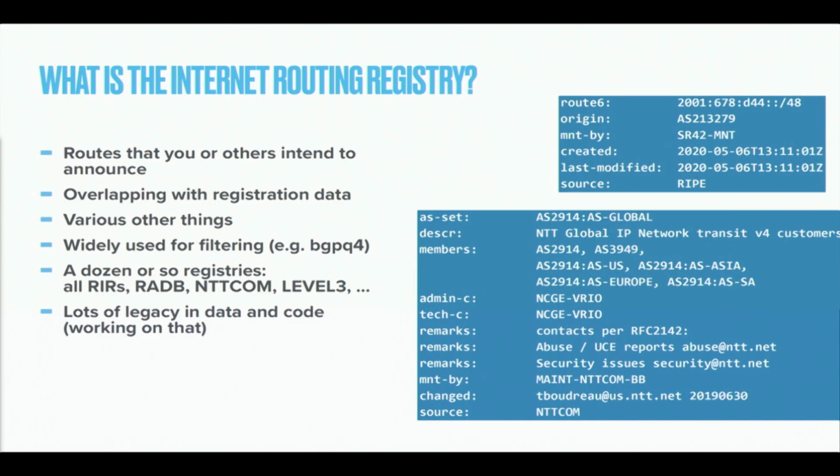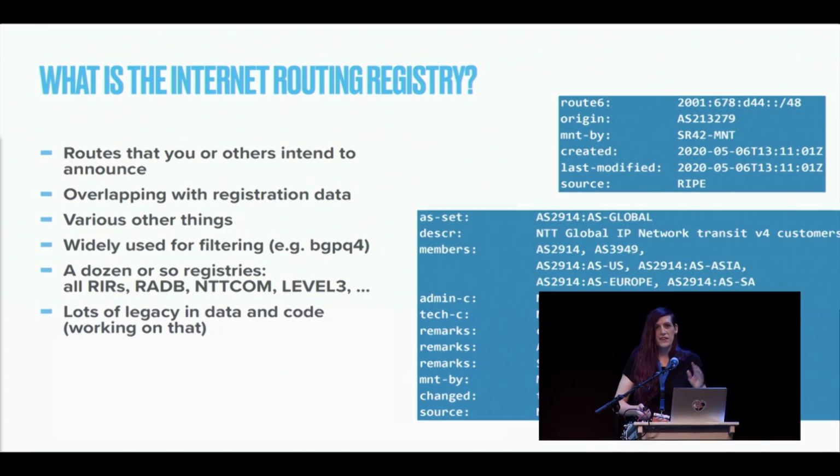I'll start briefly, I think this is known to many of you, with what the Internet Routing Registry is, basically. For the relevance for IRR Explorer, it's that you can register routes that you or other people intend to announce. It has a lot of fuzzy edges. There's registration data also in some of them more than others. There's all kinds of other things. Some people put poems in there, in some of the databases.